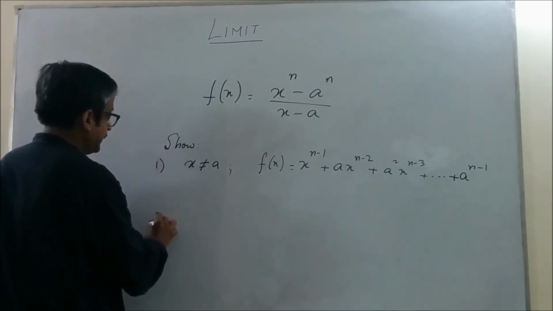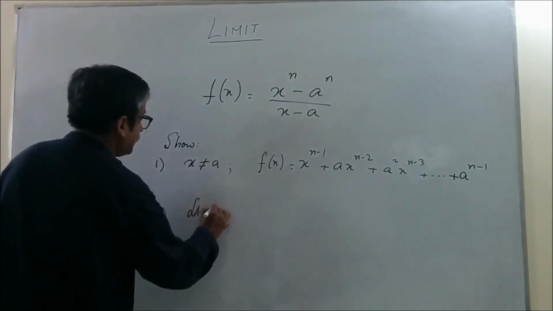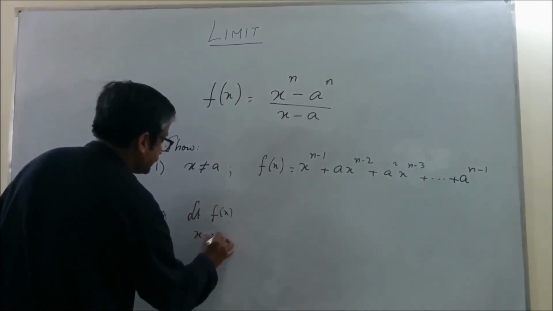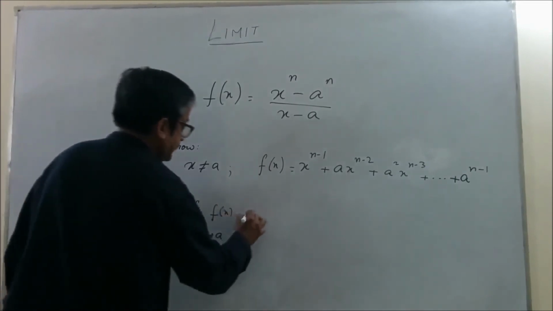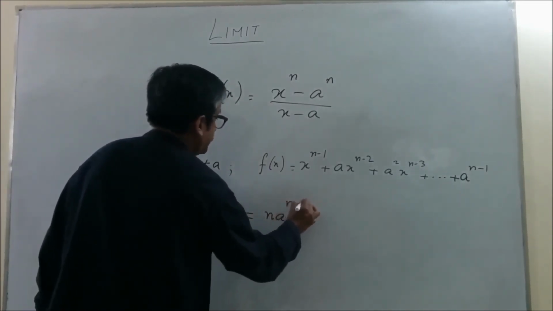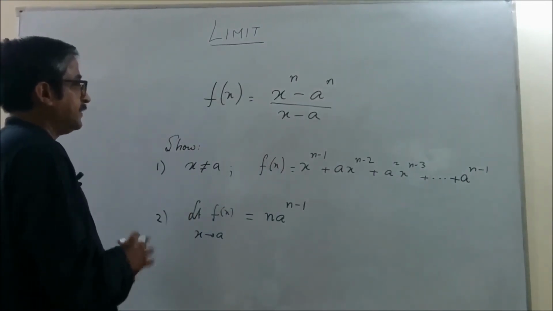Show this and finally prove that the limit of this function fx as x tends to a is nothing else but n a to the power n minus 1. That's all for today.